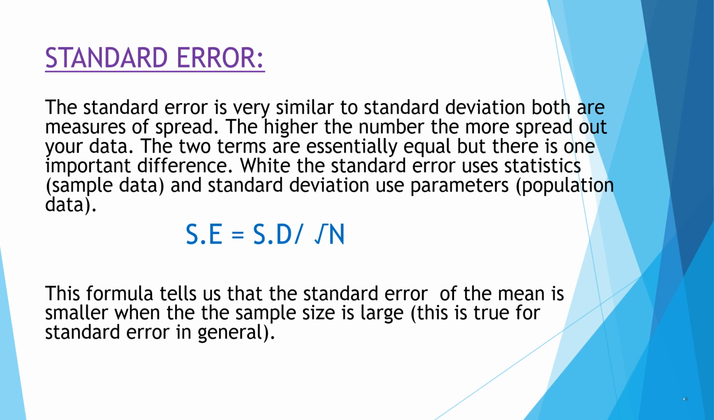The two terms are essentially equal, but there is one important difference. While the standard error uses static sample data, standard deviation uses parameters of population size. Here is the formula of standard error, in which standard error is equal to the standard deviation upon under root n, where n is the population size. This formula tells us that the standard error of the mean is smaller when the sample size is large. This is true for standard error in general.